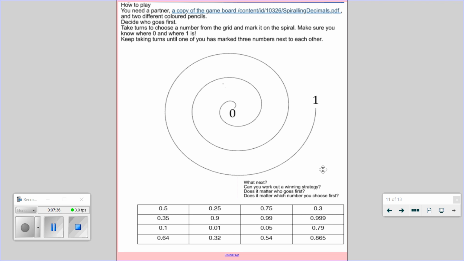Can you work out a winning strategy? Does it matter who goes first? And does it matter which number you choose from? Have a go and see what you think. If you haven't got a partner, you could just challenge yourself by just trying to put these numbers on a spiral number line.